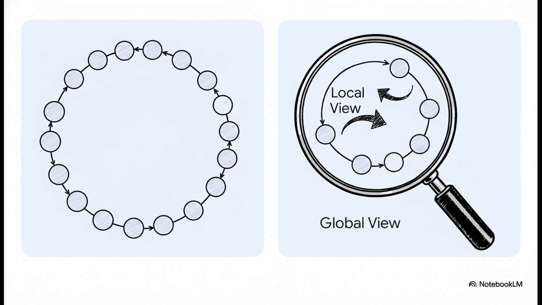But if you zoom out and look at the whole 60-state loop at once, you see that it's impossible for a paradox to even exist. The loop itself is the ultimate paradox prevention machine.